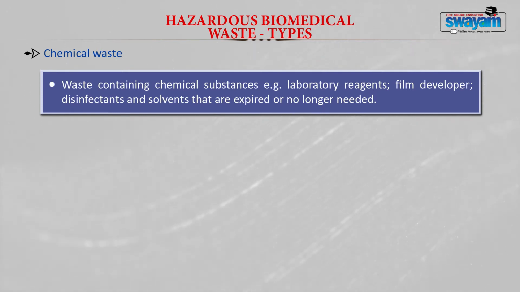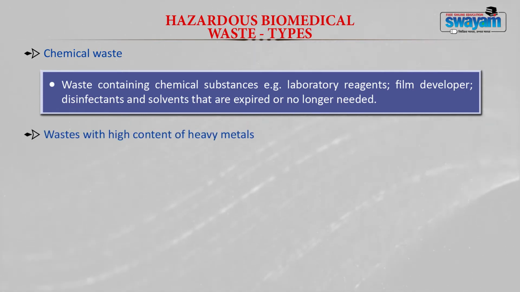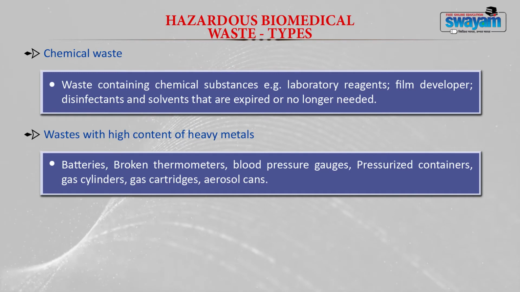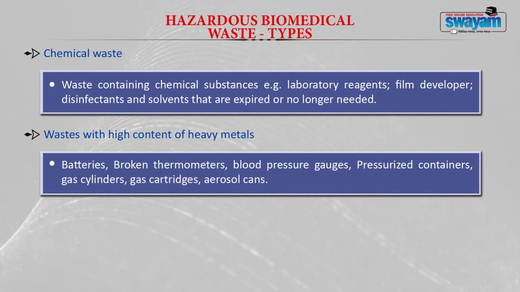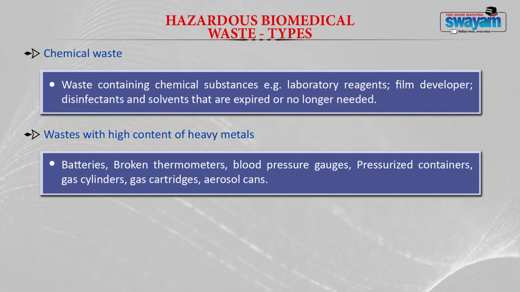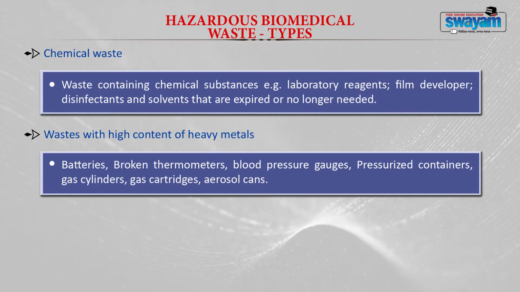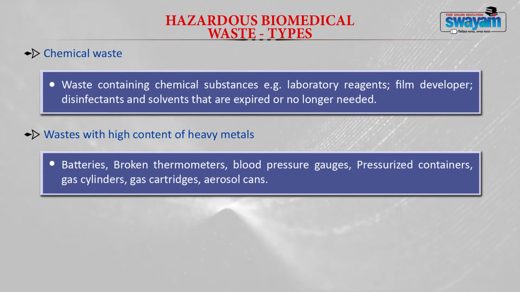Next type of waste is waste which contains heavy metals, that too a high proportion of heavy metals, like batteries, broken thermometers, blood pressure units, pressurized containers, and the cylinders which you use, like your oxygen cylinder or any other gas cylinders, come under this category. Even the aerosol cans are included under this category.